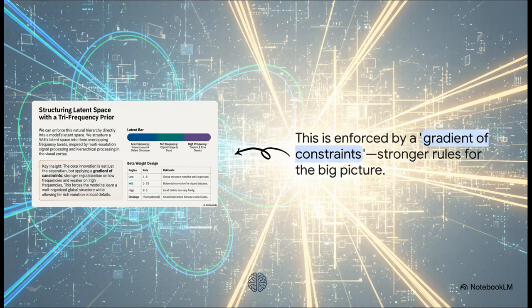And here is the really crucial part. The model doesn't just separate these frequencies, it's actually taught to prioritize them. It has really strict rules for that low-frequency, big-picture stuff, forcing it to be super well organized. But it gives the high-frequency details a ton of freedom to vary. It's kind of like building a house, right? You have to get the foundation absolutely perfect before you even think about adding the decorative trim.